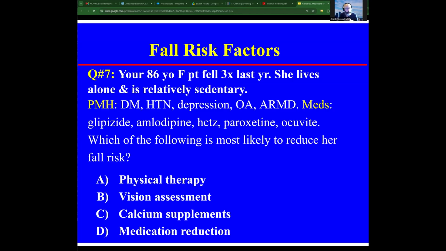Which of the following then is the most likely to reduce her risk of further falling? Is it physical therapy, a vision assessment, calcium supplementation, or medication reduction?